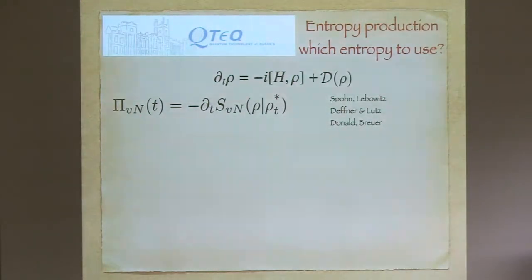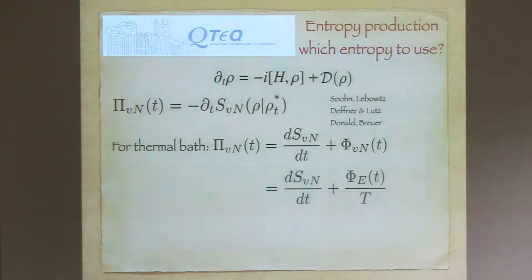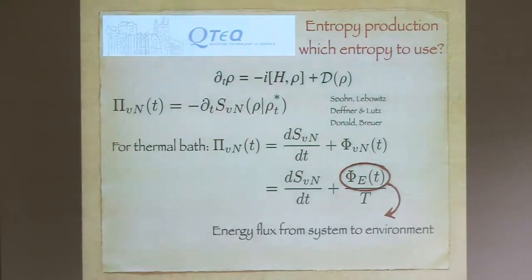Pi is minus the time derivative of the von Neumann relative entropy between the final state of my dynamics and this hypothetical equilibrium state that I would get if my dynamics was entirely adiabatic, entirely quasi-static, fully at equilibrium at every time. So this seems a natural quantity to consider in light of the previous slide, and it has some nice features. For instance, if your bath is a thermal bath, then you can elaborate this expression explicitly, and phi, the entropy flux rate, takes the form of the energy that leaks into the environment over the temperature T. This will make Clausius very happy because it's exactly the framework he had in mind, pretty much adherent with what classical thermodynamics would give us.